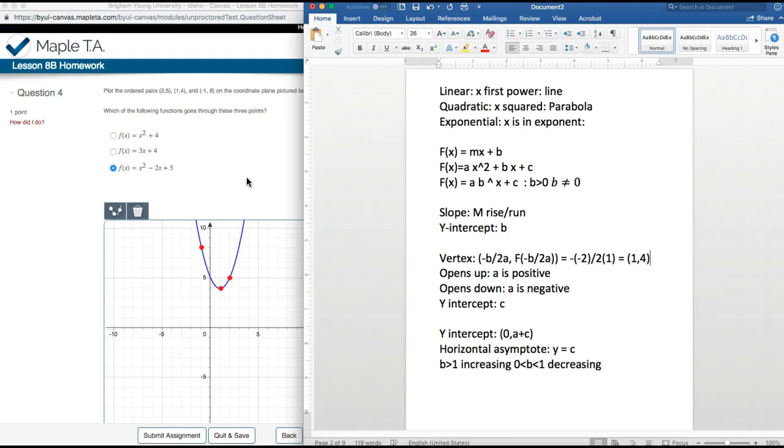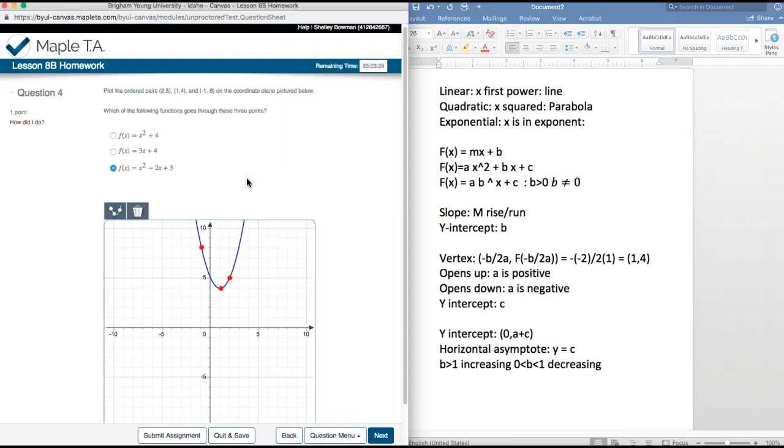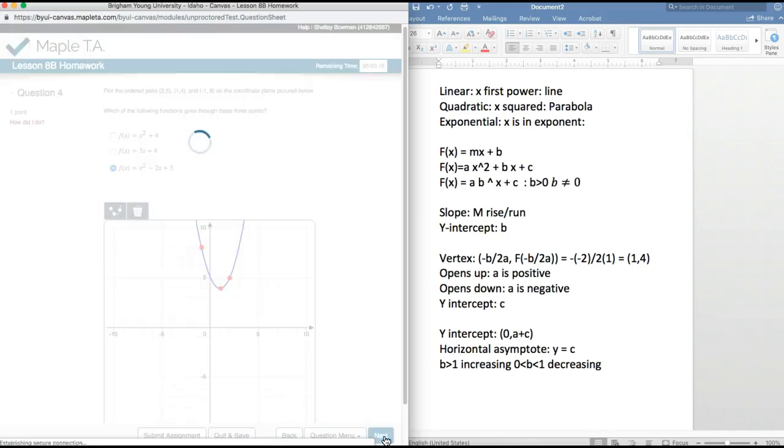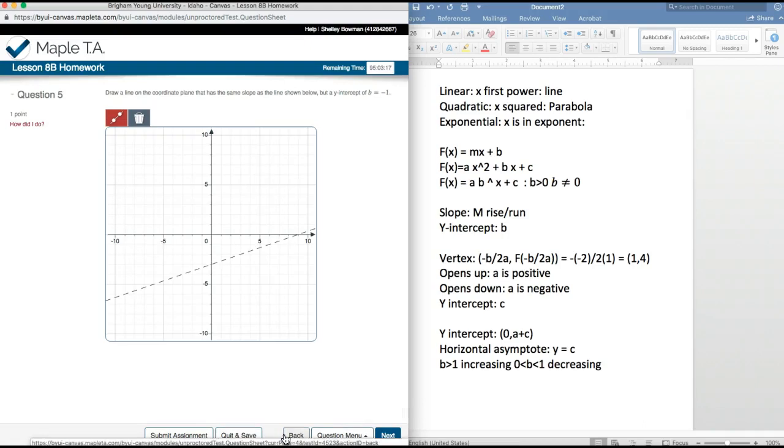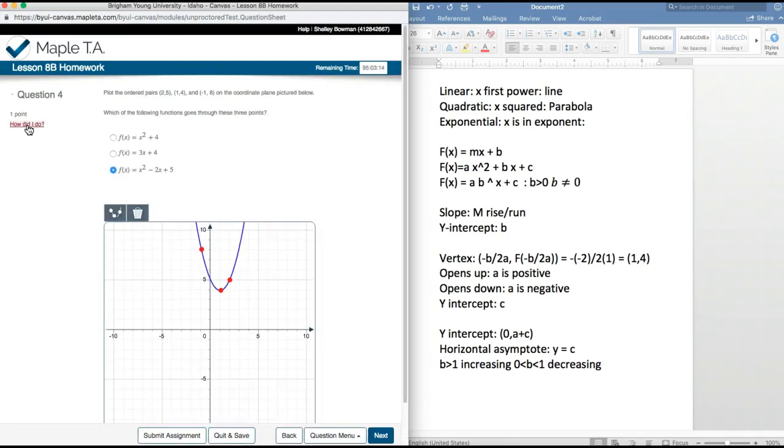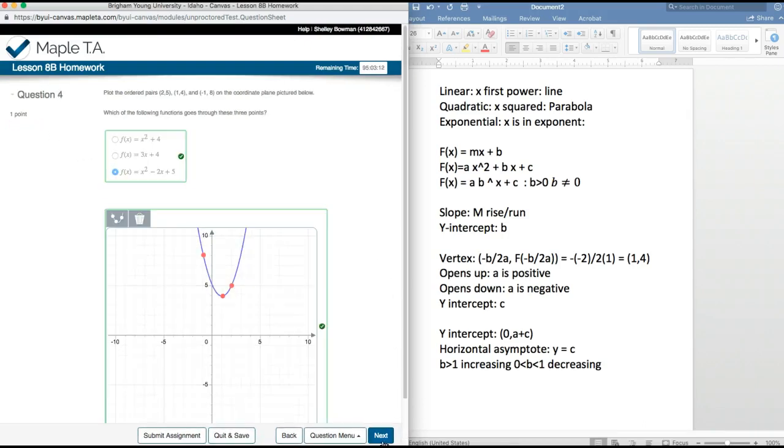You get to pick whatever you prefer when doing your homework, your exam review or exam, or just drawing it out by hand. I guess I probably should have showed you that this one was correct.